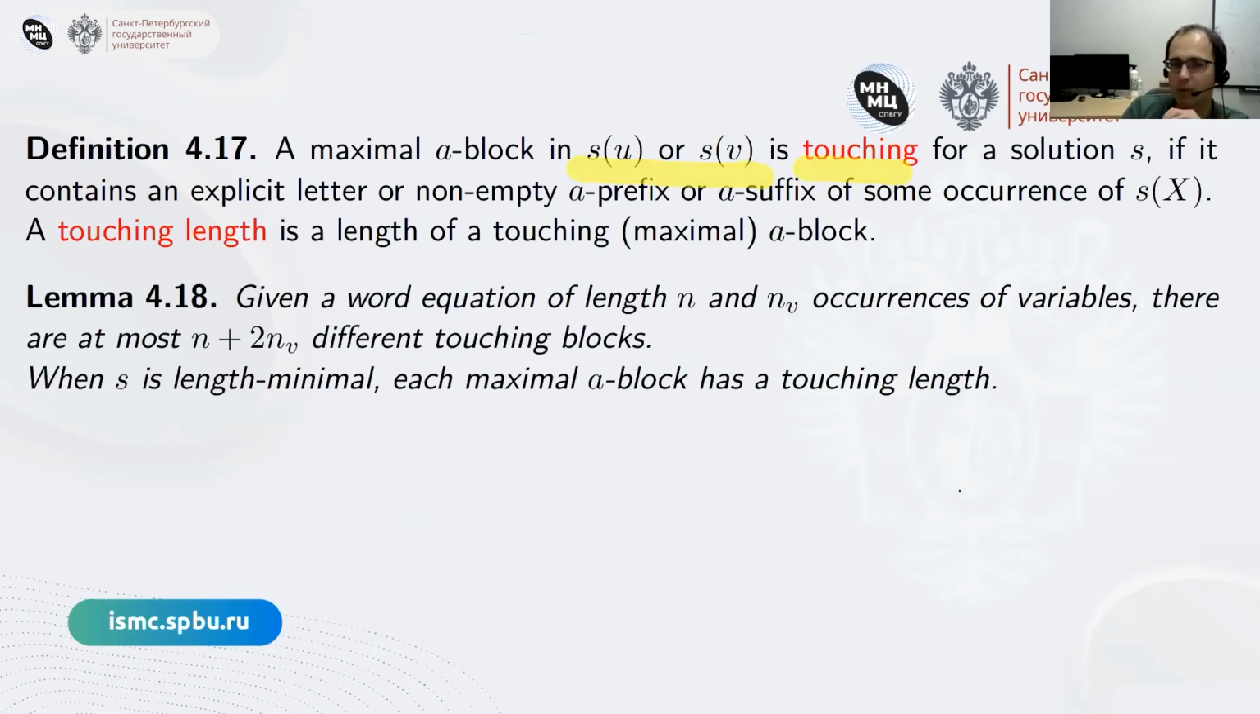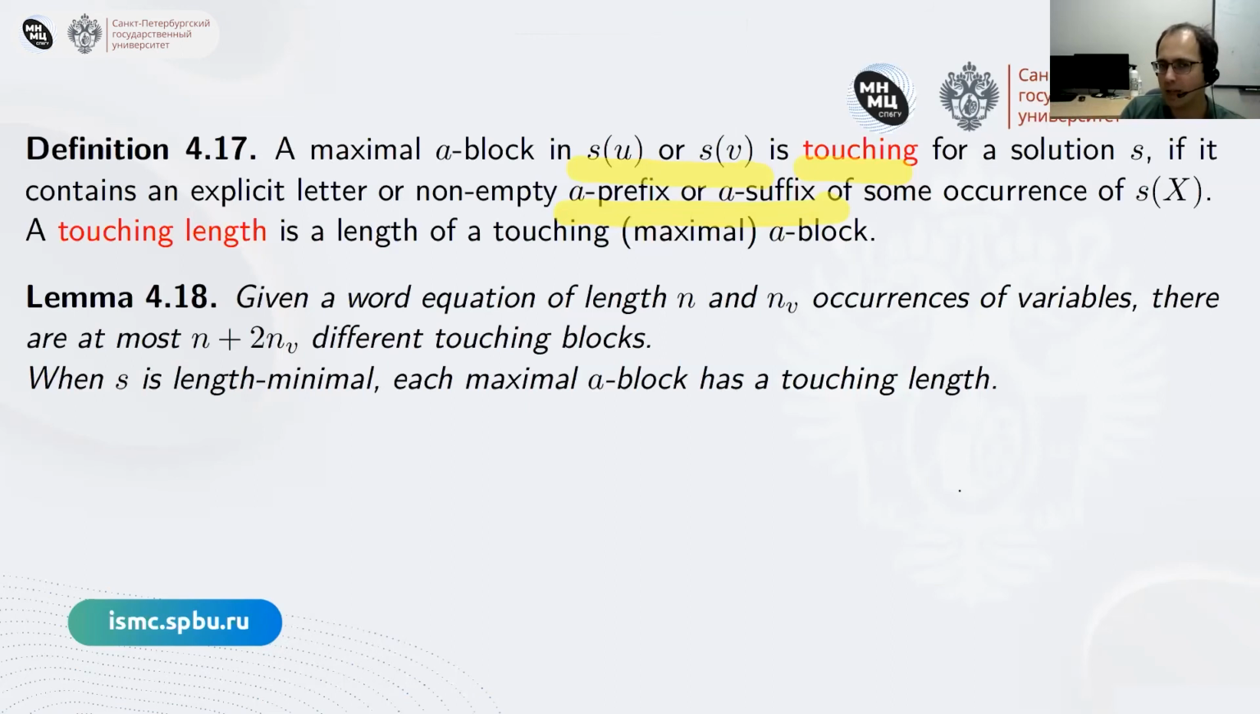The reason why we introduced the a prefix and a suffix is that it's somehow important that the variable begins with a. If we declare that it begins with some different letter, then perhaps the solution would look completely different. But just by saying that it should begin with the same letter, we somehow affect the solution.